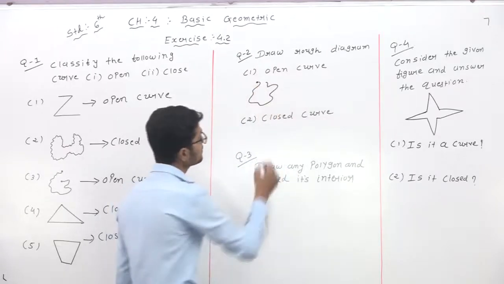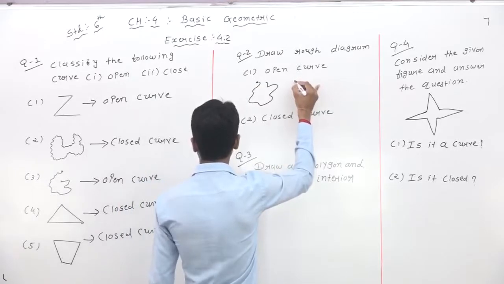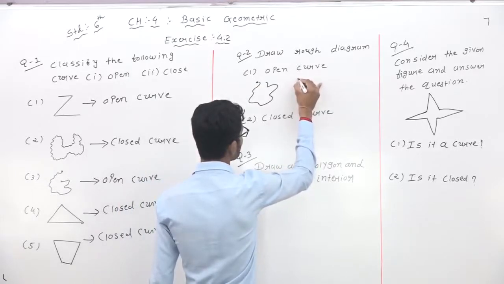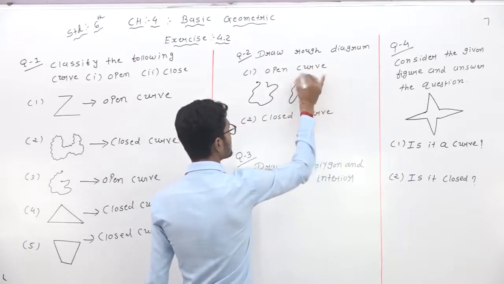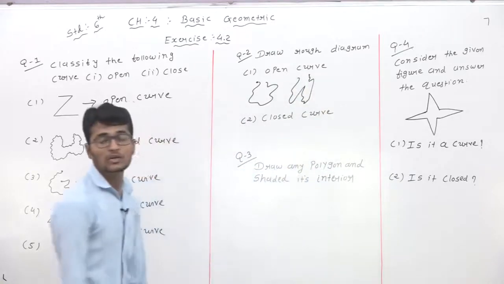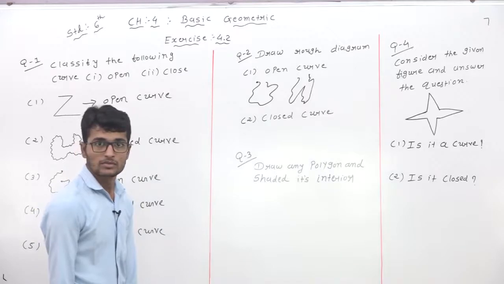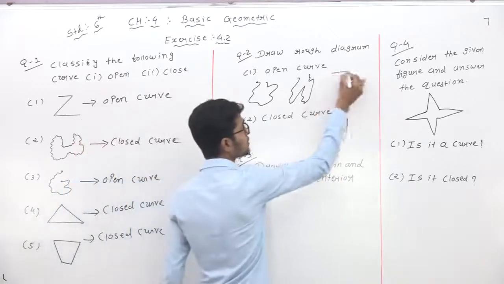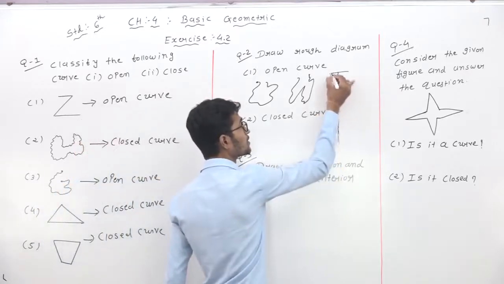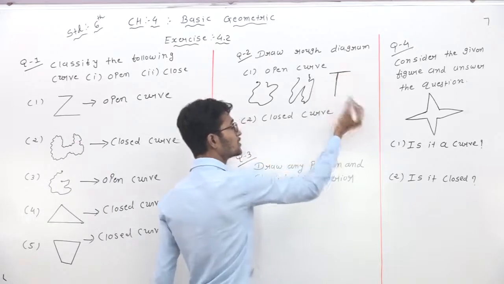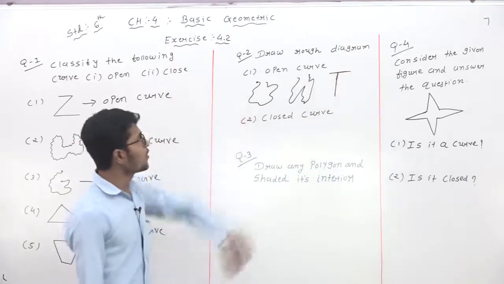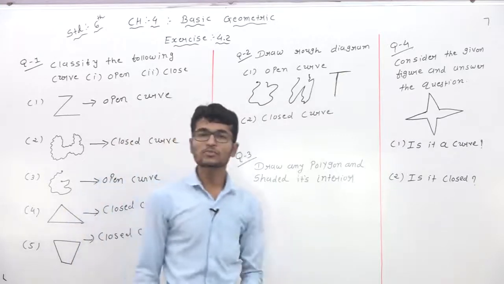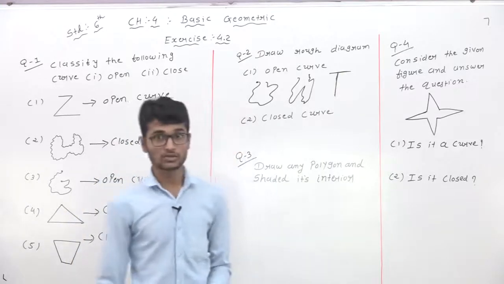Clear? And then suppose, so this one is also an open curve figure, right? Suppose I make a one word, so this is also an open curve. So these three are open curve figures. आप अपनी तरफ से कोई भी figure draw कर सकते हो, लेकिन open curve.